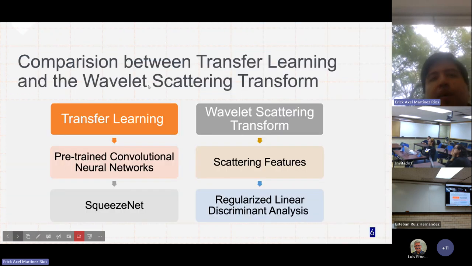So in this study, what we proposed was to compare two techniques that have been used in the past to learn from small sample sizes. The first one is transfer learning, and the second is the scattering transform, or the wavelet scattering transform. For the case of transfer learning, we basically use pre-trained convolutional neural networks, in particular the SqueezeNet. And for the scattering transform, we apply this transformation to the acceleration data to obtain what are called the scattering features to train, in this case, a simpler classifier that was a regularized linear discriminant analysis.